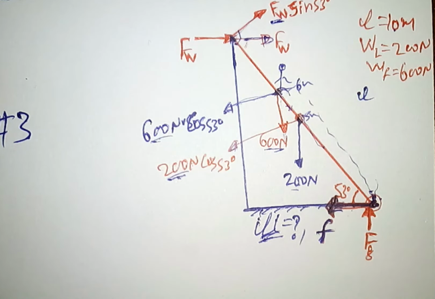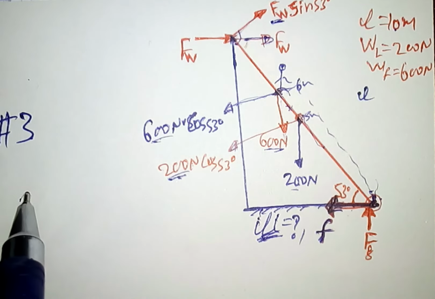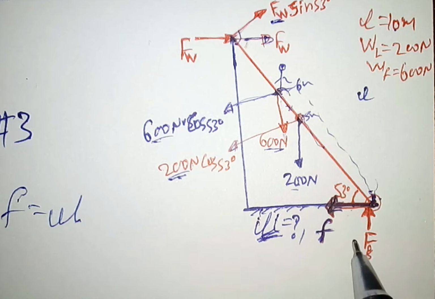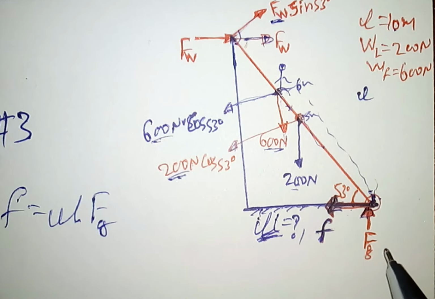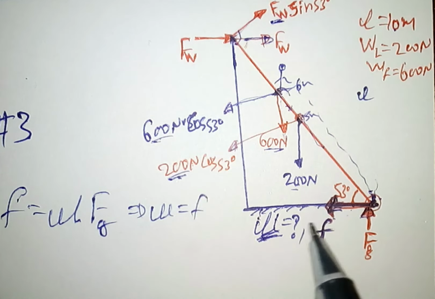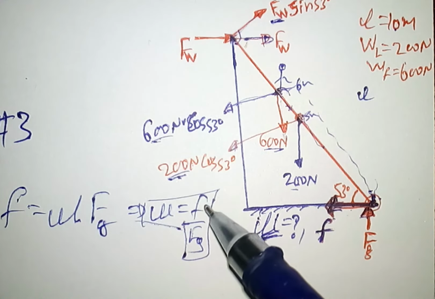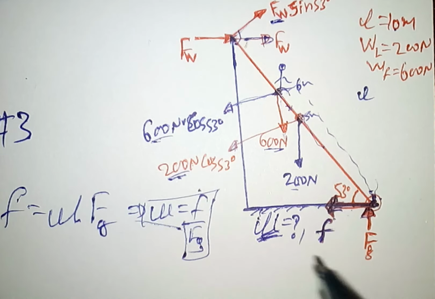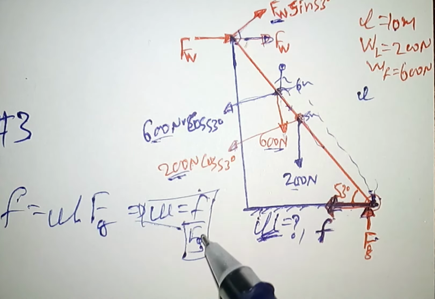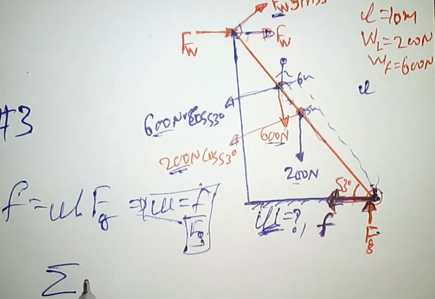So by using this information and applying the concepts of equilibrium, we can find the coefficient of friction, because the frictional force is given by the coefficient of friction times the normal force from the ground. Therefore mu, the coefficient of friction, is equal to the frictional force divided by the normal force from the ground. We don't know the values of the friction or the normal force from the ground, so we determine these two forces first. From the first condition of equilibrium, the sum of all forces acting on the object is equal to 0.